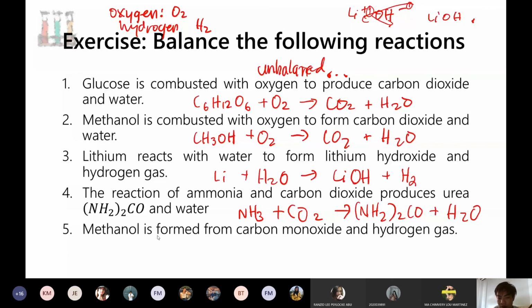Let me put it in Tagalog. Methanol is made from carbon monoxide and hydrogen gas. So that means methanol is the product. Carbon monoxide, carbon dioxide, and hydrogen gas are the reactants. When you see from, those are the reactants, and this is the product. Okay? So be careful with the sentence. Carbon monoxide, hydrogen gas, producing methanol.